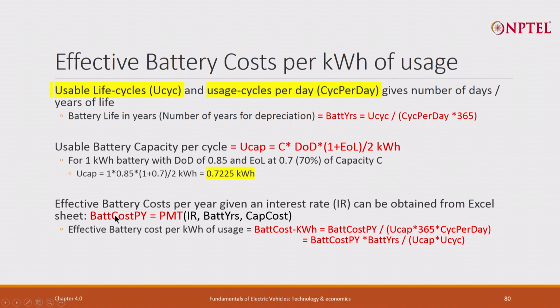So if I calculate battery cost per year, I can calculate battery cost per kilowatt hour, and I have simply simplified here the battery cost per year multiplied by the usable capacity. I have put it here like this, and then it comes to battery years divided by U cap multiplied by U cycle. This is the effective battery cost per year. So I have just taken this expression, battery years and cycles per day, and converted it into battery years divided by U cap multiplied by U cycle. That is the effective battery cost per year.